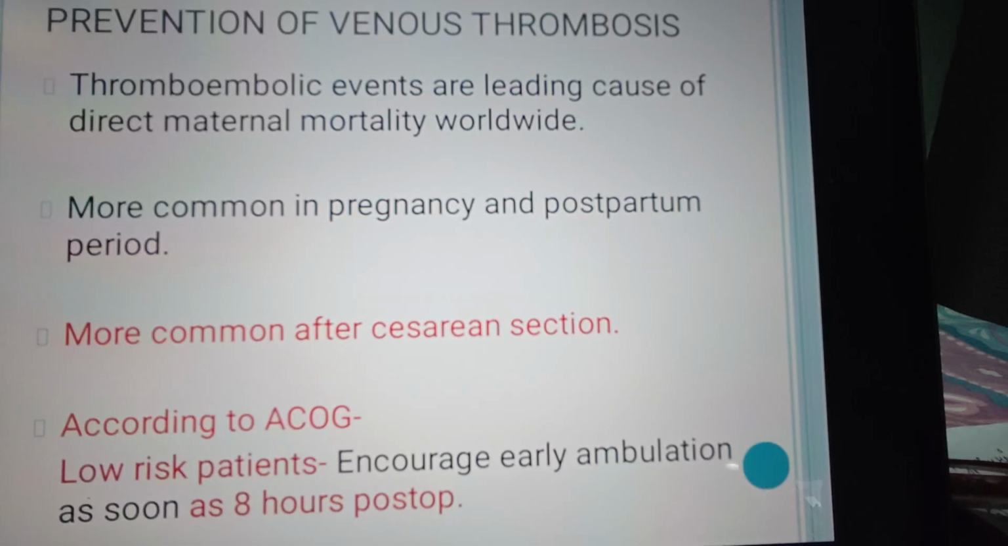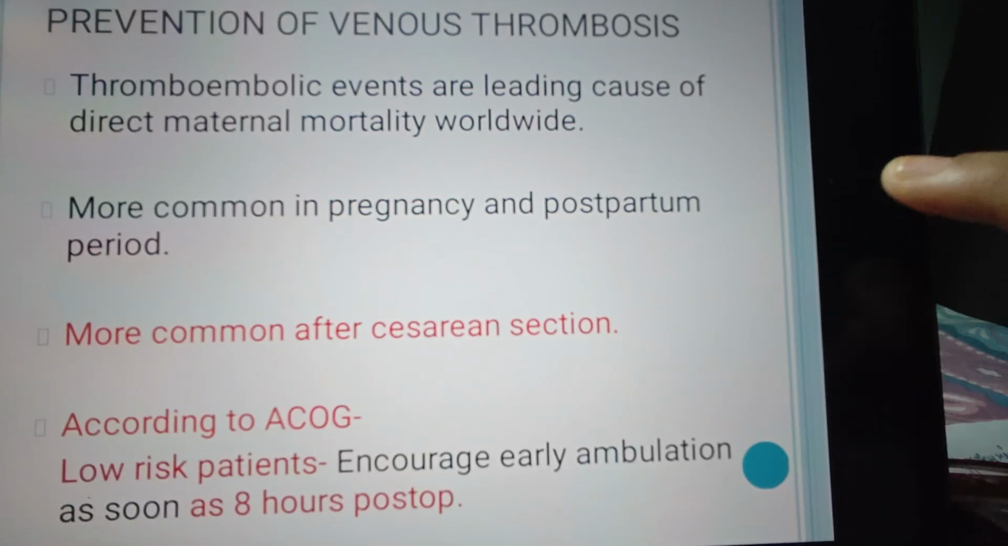Now, how do we prevent the venous thrombosis? The thromboembolic events are the leading cause of direct maternal mortality worldwide. So these thromboembolic events are more common during pregnancy and the postpartum period, and because of late ambulation, they can be seen just after the cesarean section. So according to ACOG, low risk patients should be encouraged early ambulation as soon as 8 hours post-op. So we can tell them to ambulate early as soon as 8 hours post-op.